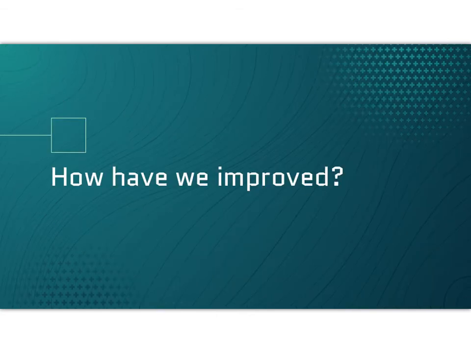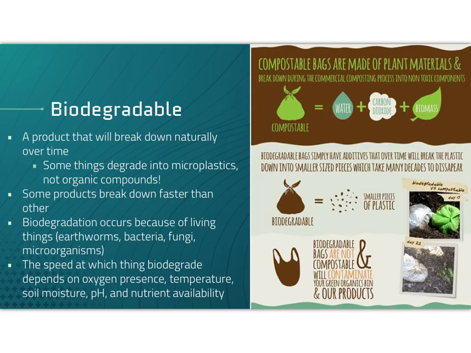So how have we improved our release and treatment of pollutants in our environment? We've looked for biodegradable things. Biodegradable is a product that will break down naturally over time. Some things degrade into microplastics, though, not organic compounds. So the example here is compostable bags.